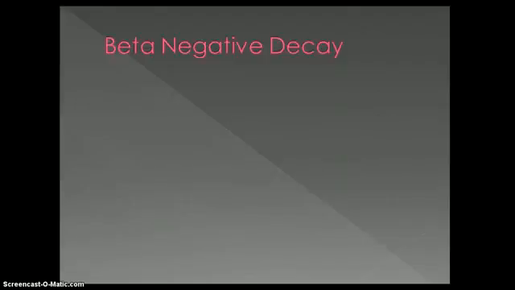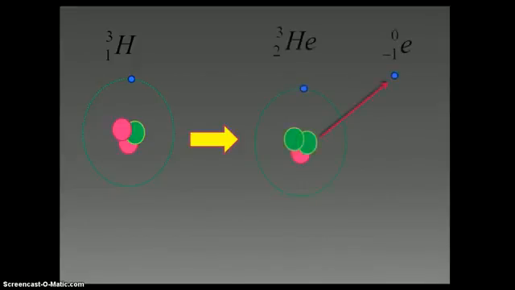Now let's talk about beta negative decay. So let's say we've got an isotope of hydrogen-3, also known as tritium. As you can see, we've got 2 neutrons and 1 proton in this one. Let's say it undergoes beta negative decay. What would happen in this case is that we would get an isotope of helium-3, and an electron would also be released, as you can see over here.